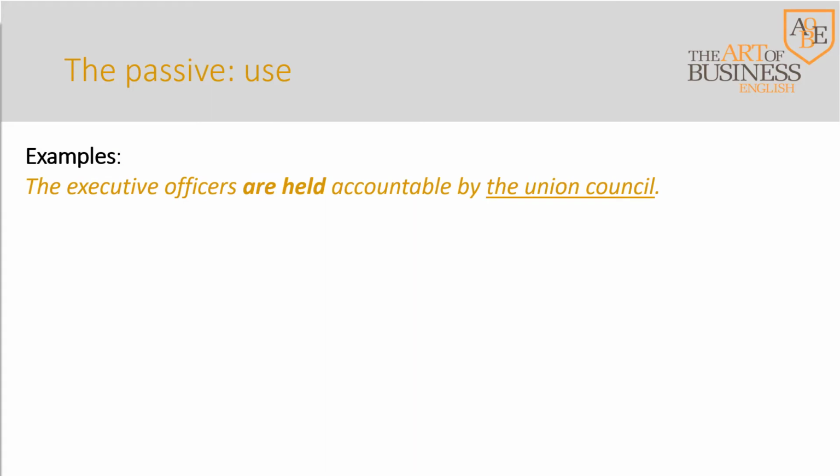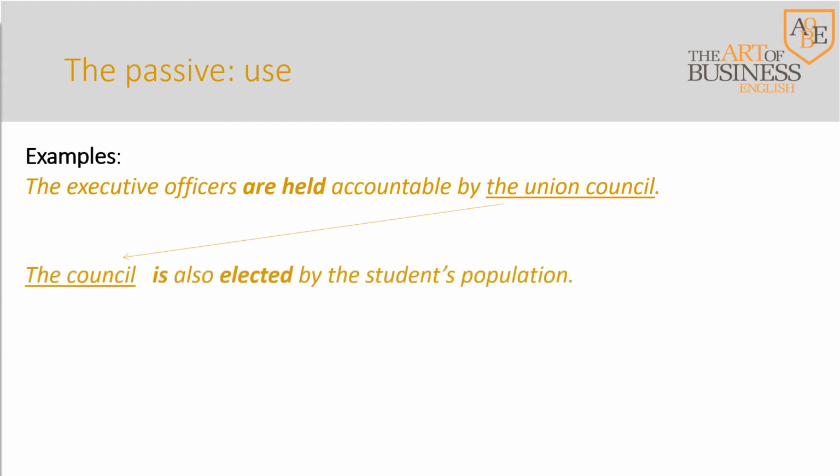Okay, let me give you some more examples here. The executive officers are held accountable by the union council. So again, the union council now is the object, which we're going to turn to the next sentence. The council is also elected by the students' population. And so you can see here, I have linked the object and made it then the subject of the incoming sentence so that it flows together.